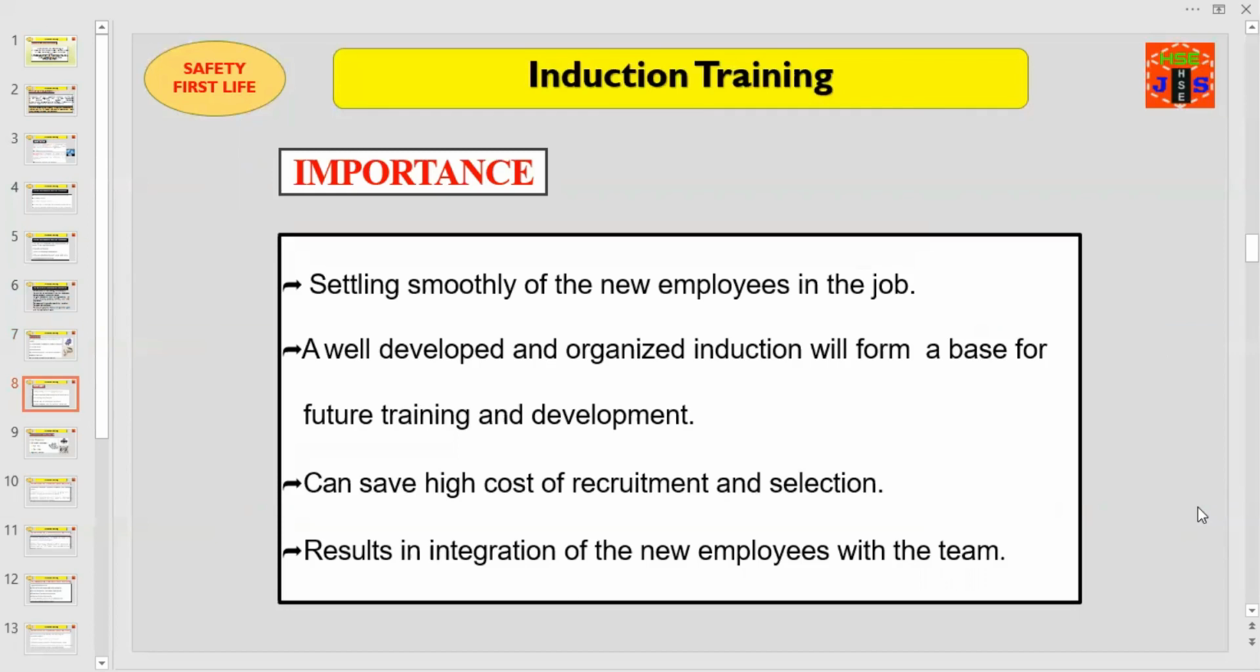And the question is why induction training is important. It is important because it helps in settling smoothly of the new employees in the job, in the work. A well-developed and organized induction will form a base for future training and development. An effective induction training can save high cost of recruitment and selection, and it is helpful in the integration of new employees with the existing team.